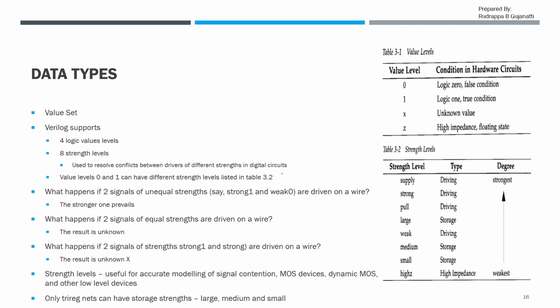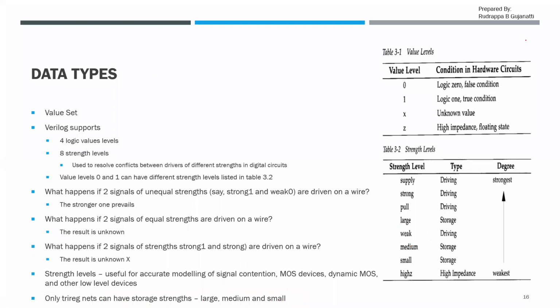There is only one special storage strength, which is for tri-reg nets. This is one special condition: tri-reg nets can have storage strengths which are large, medium, and small. That is three different possibilities: large, medium, small. So tri-reg nets have three different storage strengths. That is one special thing about tri-reg nets. This will be discussed again later in the coming sessions.